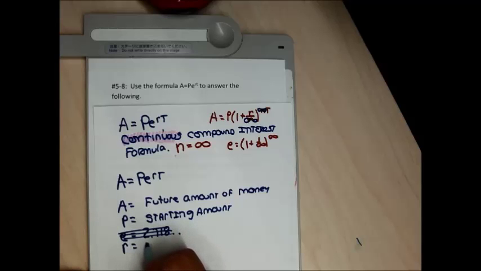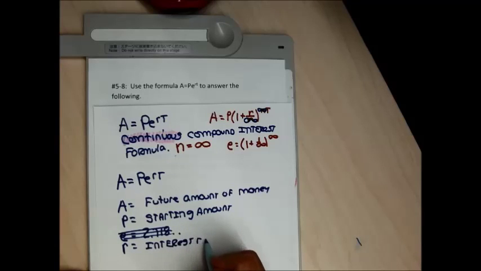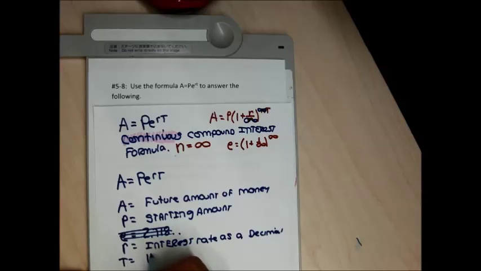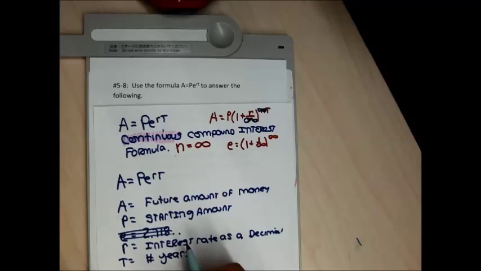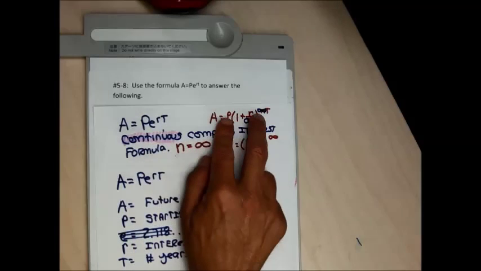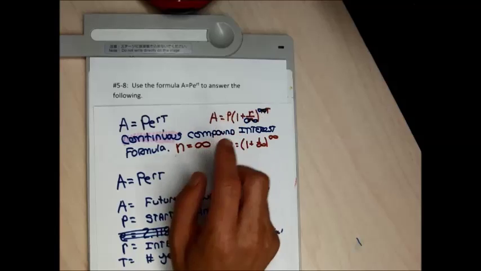The r is still the interest rate as a decimal. And the t is still the number of years. So for the next 4 problems, 5, 6, 7, and 8, I'm going to use this formula specifically because I'm going to work with money growing at a continuous compounding, which means the n is infinity, which means the other formula is impractical to use on my calculator.